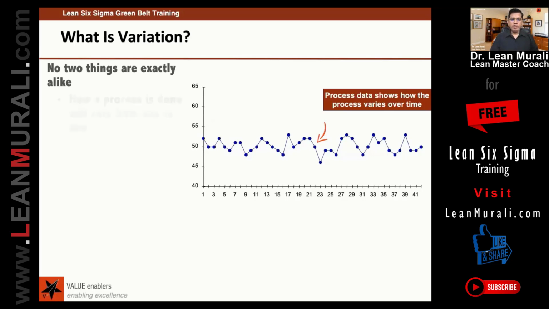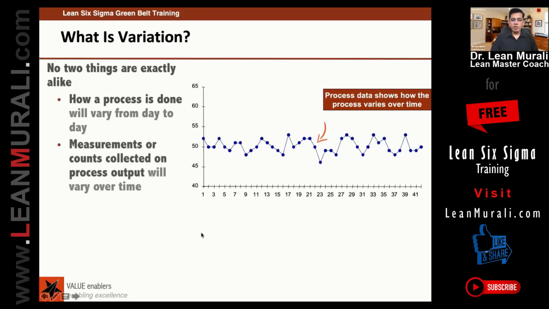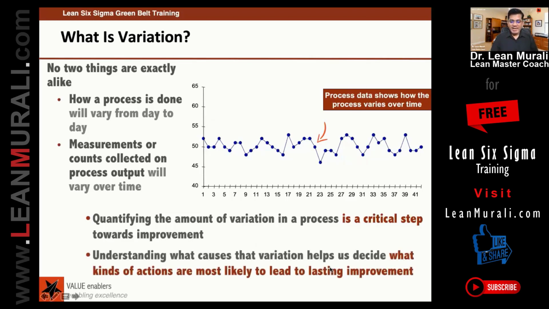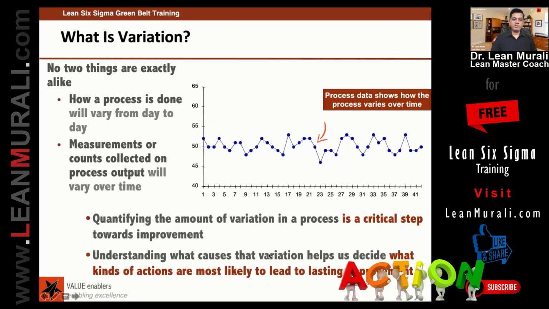But one thing we all agree, no two things are exactly alike. How a process is done varies from day to day. Measurements or counts collected from output will vary over time. Quantifying the amount of variation is a critical step towards improvement. Now, in order to say whether it is acceptable or not acceptable, we need to see within what band the process should vary. Okay, so understanding what causes that variation will help us decide what kind of actions we should take for improvement.